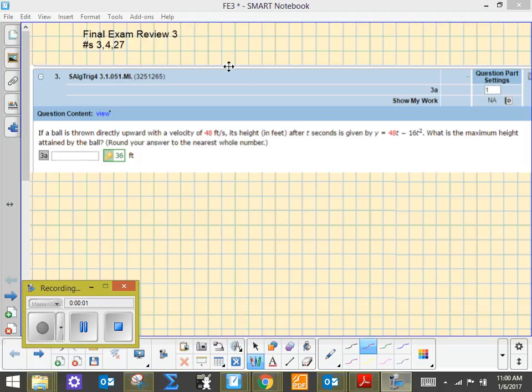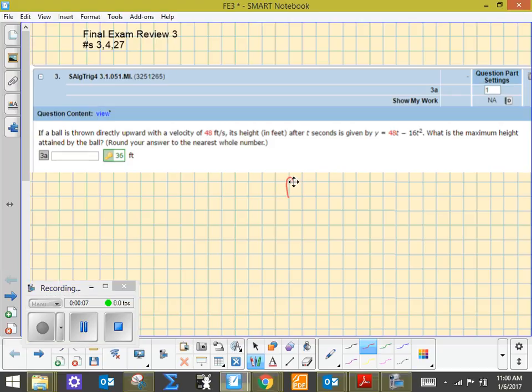This problem is asking us to find the maximum height of the ball. Its position is modeled by f of t, or y, is equal to negative 16 t squared plus 48 t. The reason I write it that way is because I'm going to use the opposite of b over 2a to find the vertex. When I want the maximum, it's another way of saying what's the vertex.